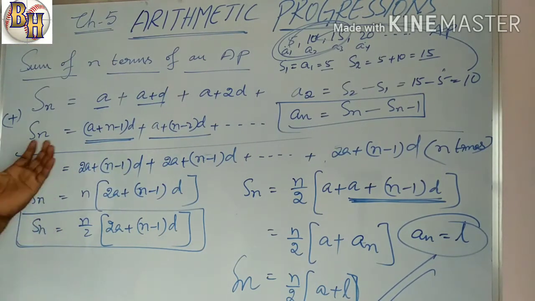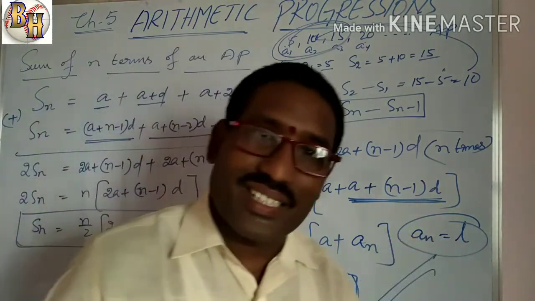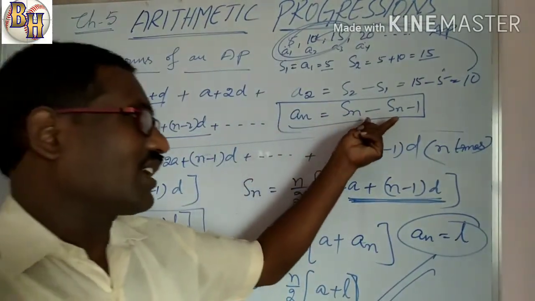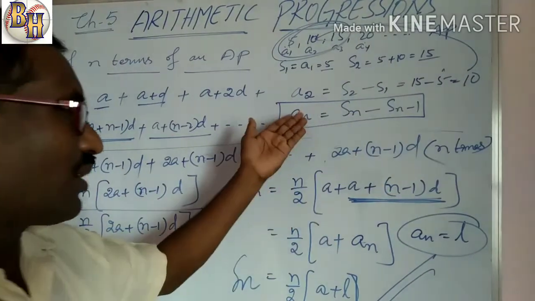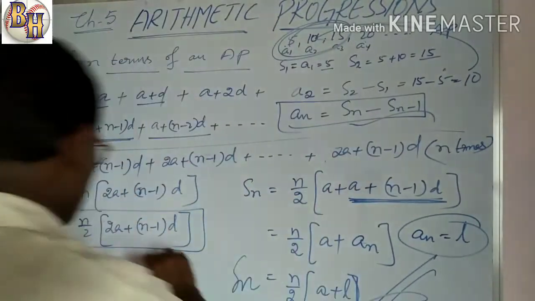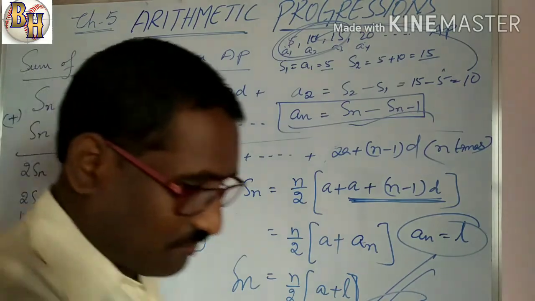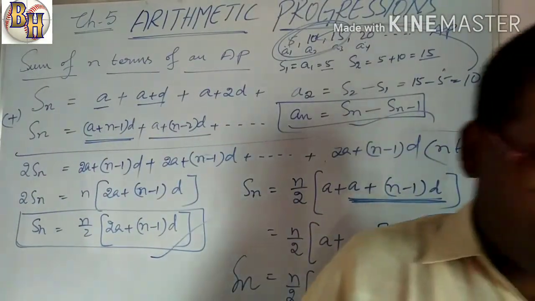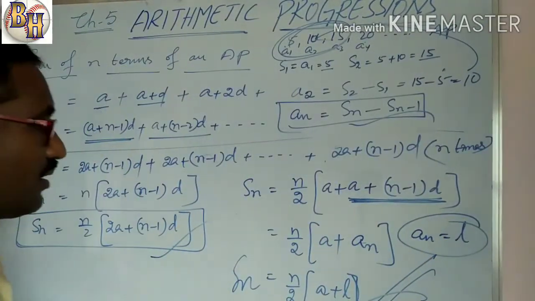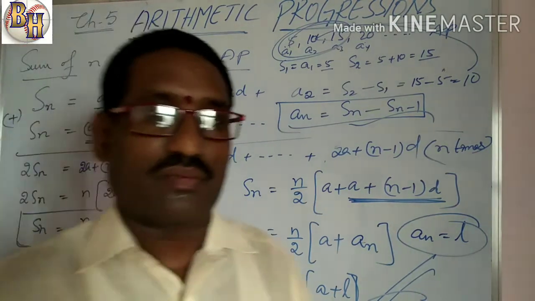After that, based on this sum of n terms and nth term, when Sn and Sn minus 1 are given, what is the nth term formula? This formula and this one, the nth term formula, is very, very important. I think you understand. Next class we will continue with the problems.